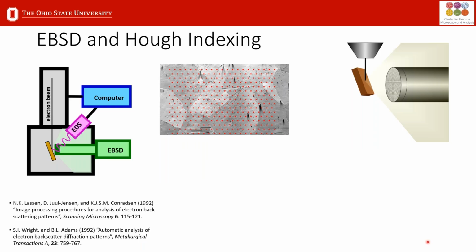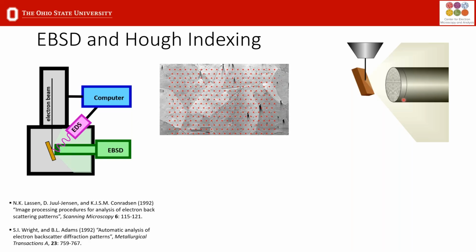So Hough-based indexing is sort of the standard indexing algorithm that's used in EBSD analysis. For electron backscatter diffraction, we take the sample and tilt it at 70 degrees. That's to maximize the backscatter, or the signal, that comes out of the sample. And then we have a detector that will detect these backscattered electrons.